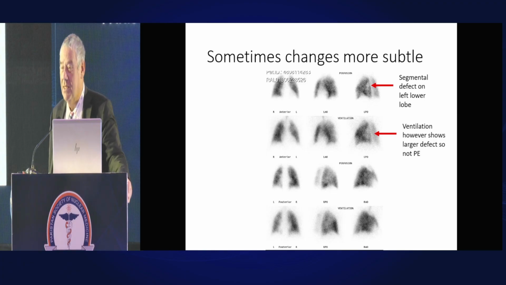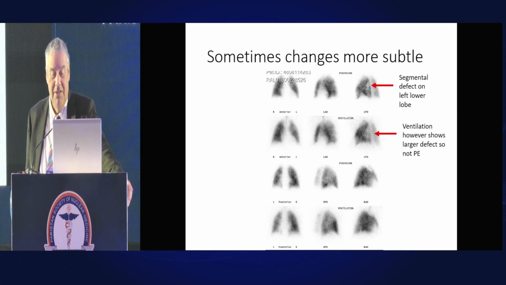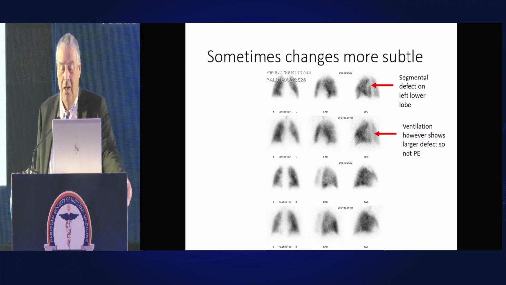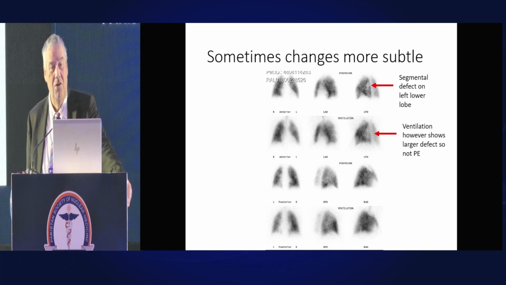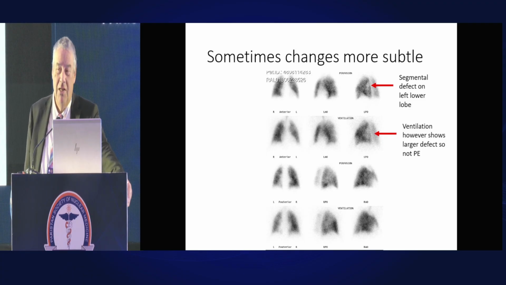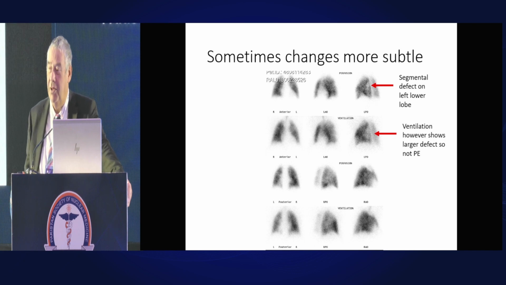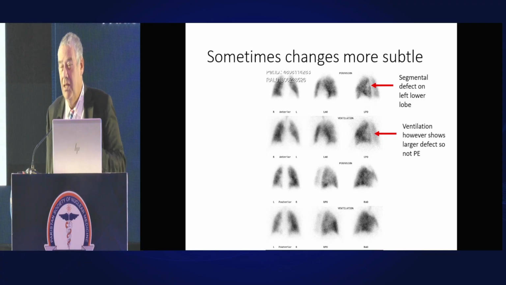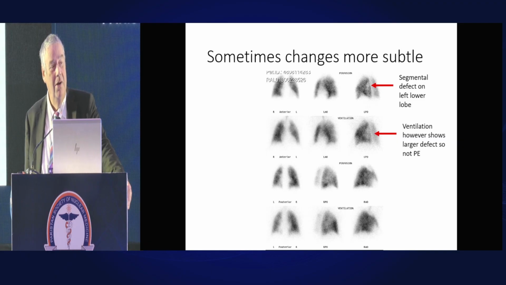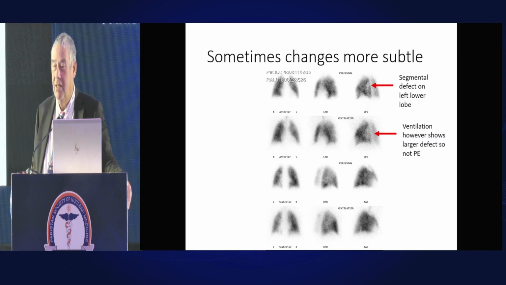However, sometimes it's not so easy. Here we have a defect in perfusion. It looks like it's the size of a segment. So could that be a segmental pulmonary embolism? But when we do the ventilation, we can see the ventilation defect is larger than the perfusion. So this is probably a parenchymal lung problem. Most likely in somebody that's fairly young, this may well be an acute viral chest infection, for example. So this one, subtle changes, but again, I'm sure that if I had this in the examination tomorrow, most of the trainees would be able to say that this is not a pulmonary embolism.